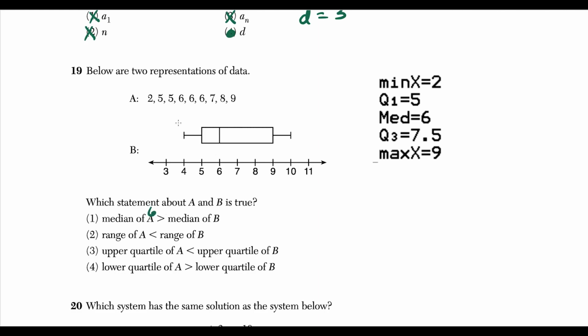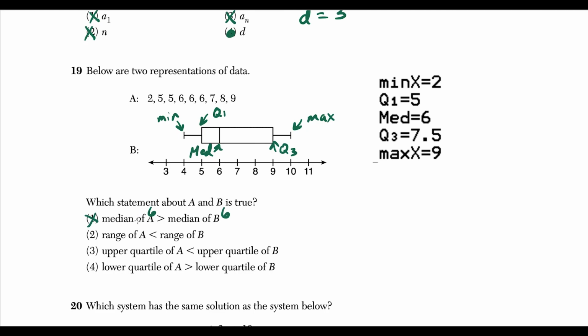Well, just know this: you have to know how to label a box and whisker plot. This is the min, this is the max. This part here represents quartile 1. This value here represents the median. And then we have quartile 3. And once again, the max is over here. So these are the 5 significant values of a box and whisker plot. Now we just have to read it off. The median lines up with 6. So is 6 greater than 6? Absolutely not. That's a false statement.